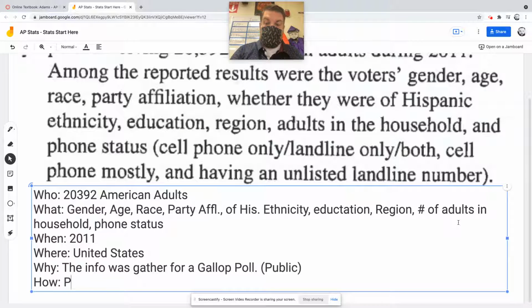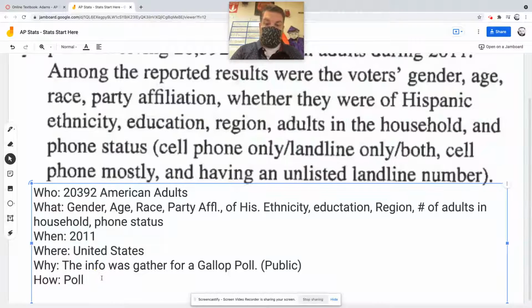How? They did a poll. You can put by phone, but what they did was a poll. And we'll talk about what a poll is, a poll versus a survey, but you can put by phone.